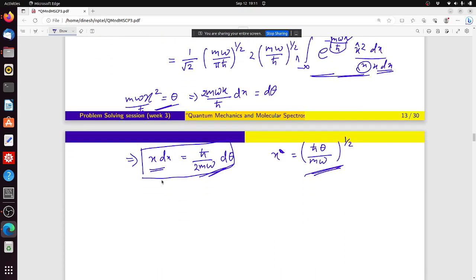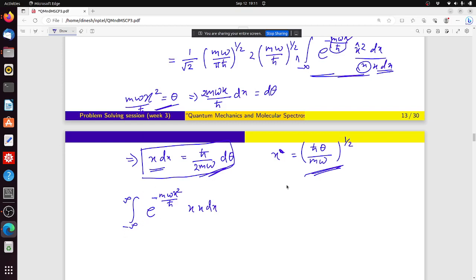So let's write this integration part, minus infinity to plus infinity e to the power minus m omega x square by h cross, then x dx, right? Okay, let's talk about the limit.